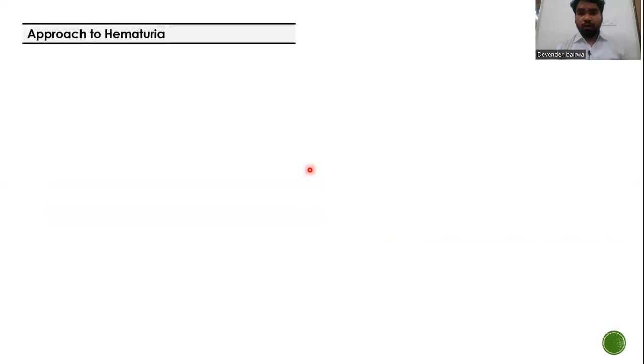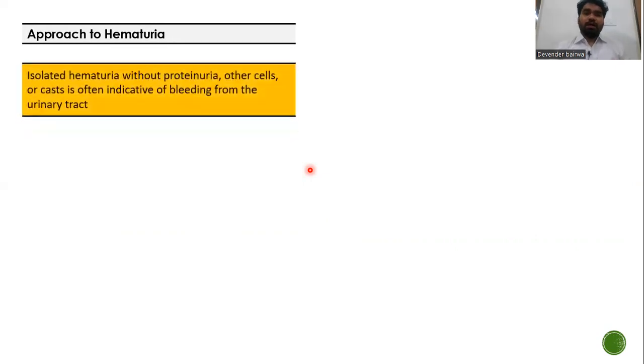Now we'll see how to approach hematuria. Suppose some amount of blood is present in your patient, then how do you go further about that? Understand that if the patient is not having any proteinuria, there are no other cells, and only isolated hematuria is there, then mostly the bleed is from the urinary tract.